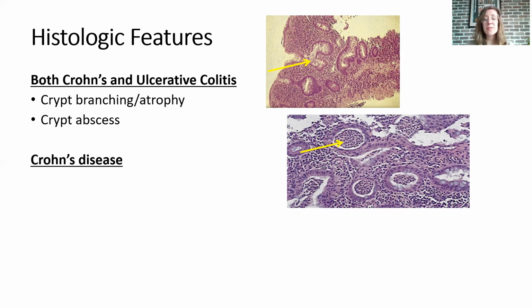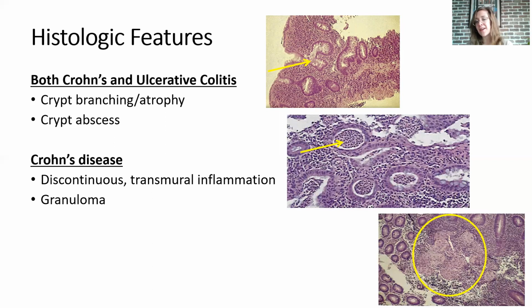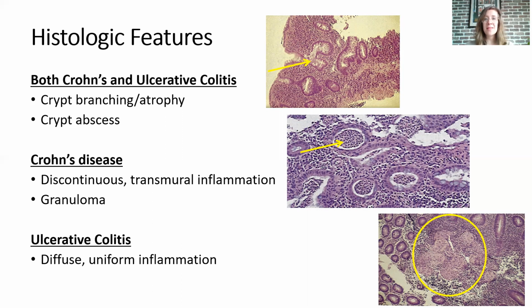Then for Crohn's disease specifically, if you recall, you might see discontinuous transmural inflammation, so inflammation that goes deep through the wall of the bowel, and granulomas, which are pathognomonic for IBD, and you can see that there in the circle, specifically for Crohn's disease. Now for ulcerative colitis, the main thing that the pathologist might comment on would be a more diffuse, uniform inflammation.